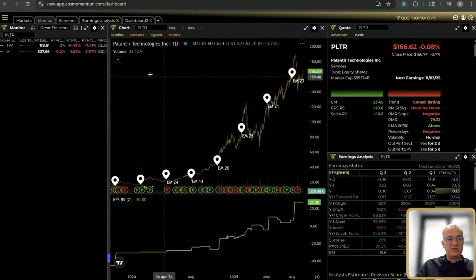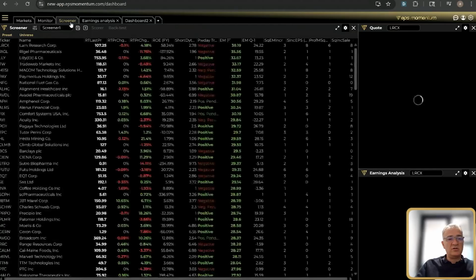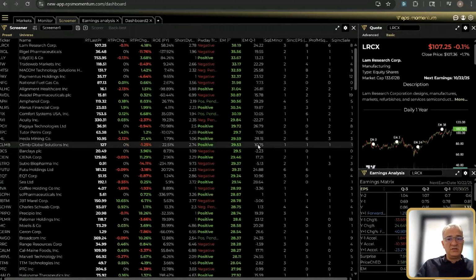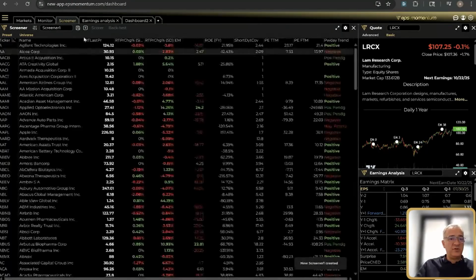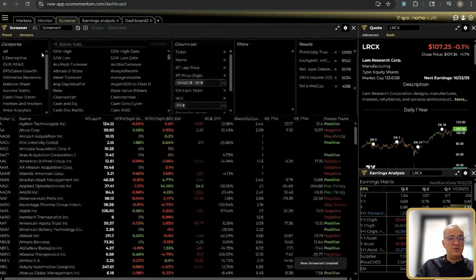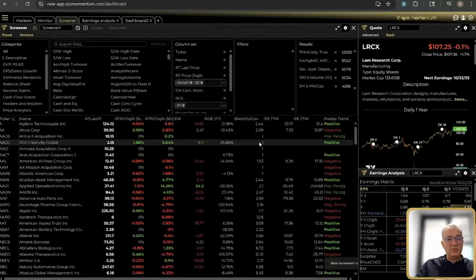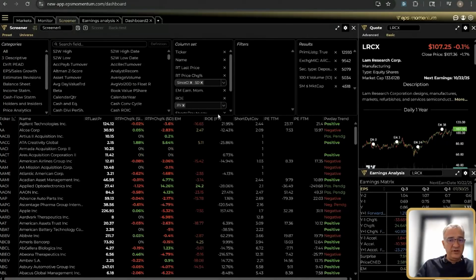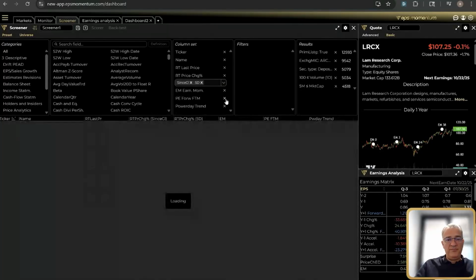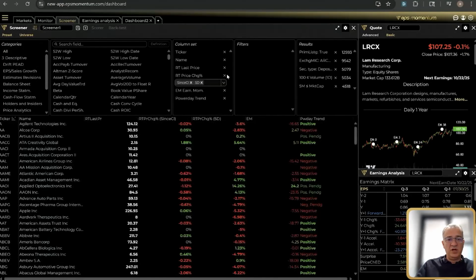So this is the monitor, but let's go into the screener, because in the screener I want to search for stocks that are interesting for me, right? So I click on plus here. I create a new screen. It comes pre-filled with fields that are useful in general for everyone, but obviously you can change those fields.